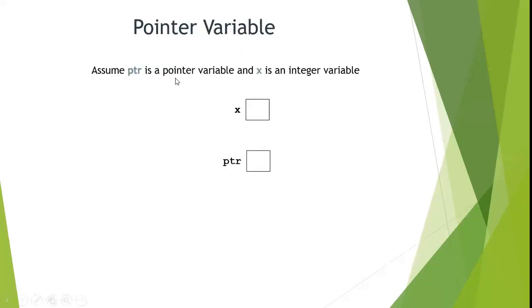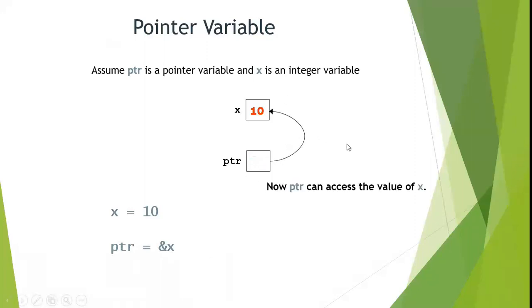Assume pointer is a pointer variable and x is an integer variable. x is 10, so it goes into this variable x's memory. If I say pointer equals ampersand x, this pointer is going to point to the value x. Now, with the help of the pointer, we can access the value of x. Is it clear to all? Do you have any doubt in this topic, in this slide? Okay.